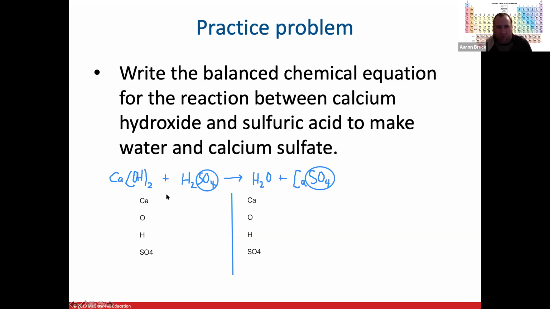I have 1 calcium, 1 sulfate, 2 oxygens, and 4 hydrogens in total. So I've got 2 in the hydroxides and 2 in this acid. On this side, I have 1 calcium, 1 sulfate, 1 oxygen, and 2 hydrogens.